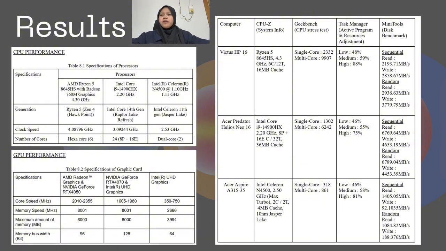And then the memory speed is the same between the two, and the difference for computer 3 is 2666. And then the maximum amount of memory, computer 2 is the highest, which is 8000 MB, which is 8 GB. And then for the memory bus width in bits, the second computer is the highest, which is 128.